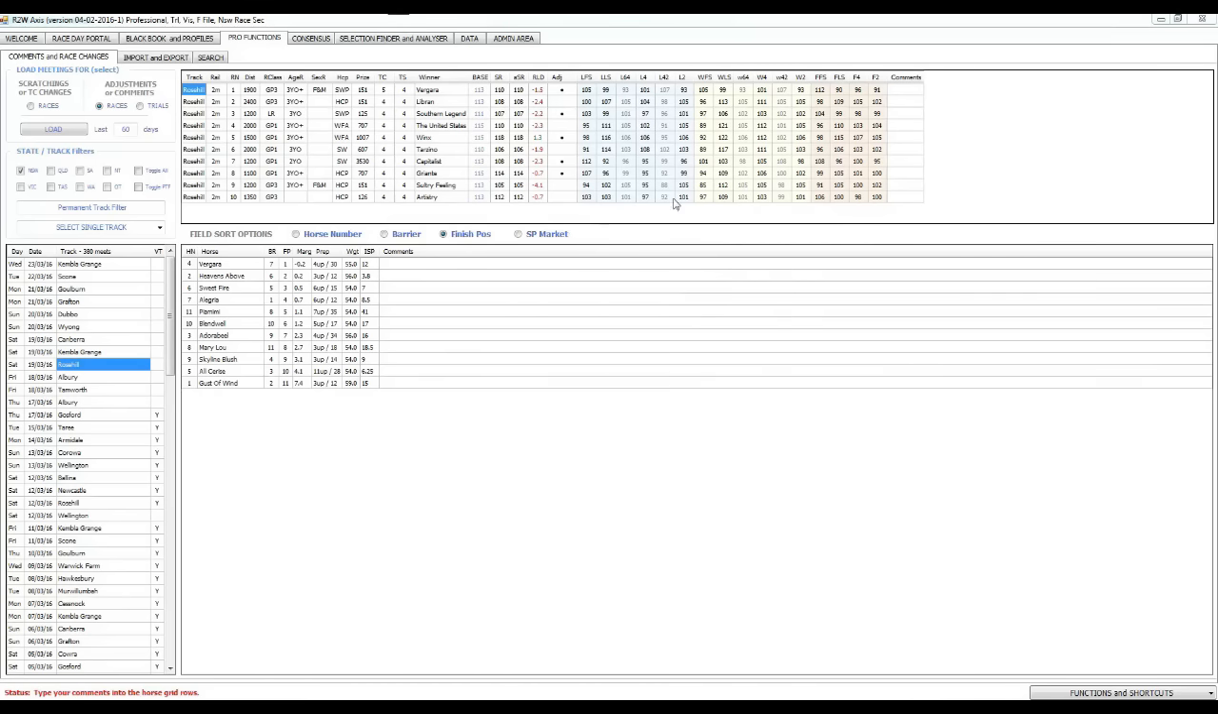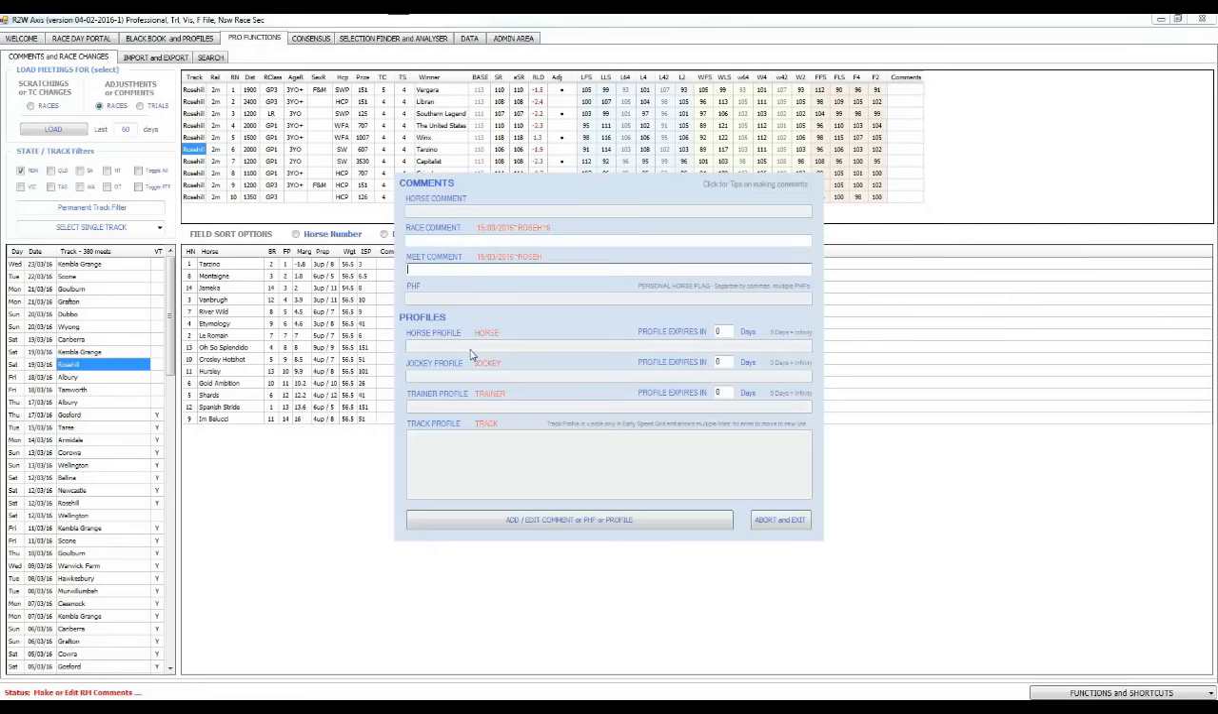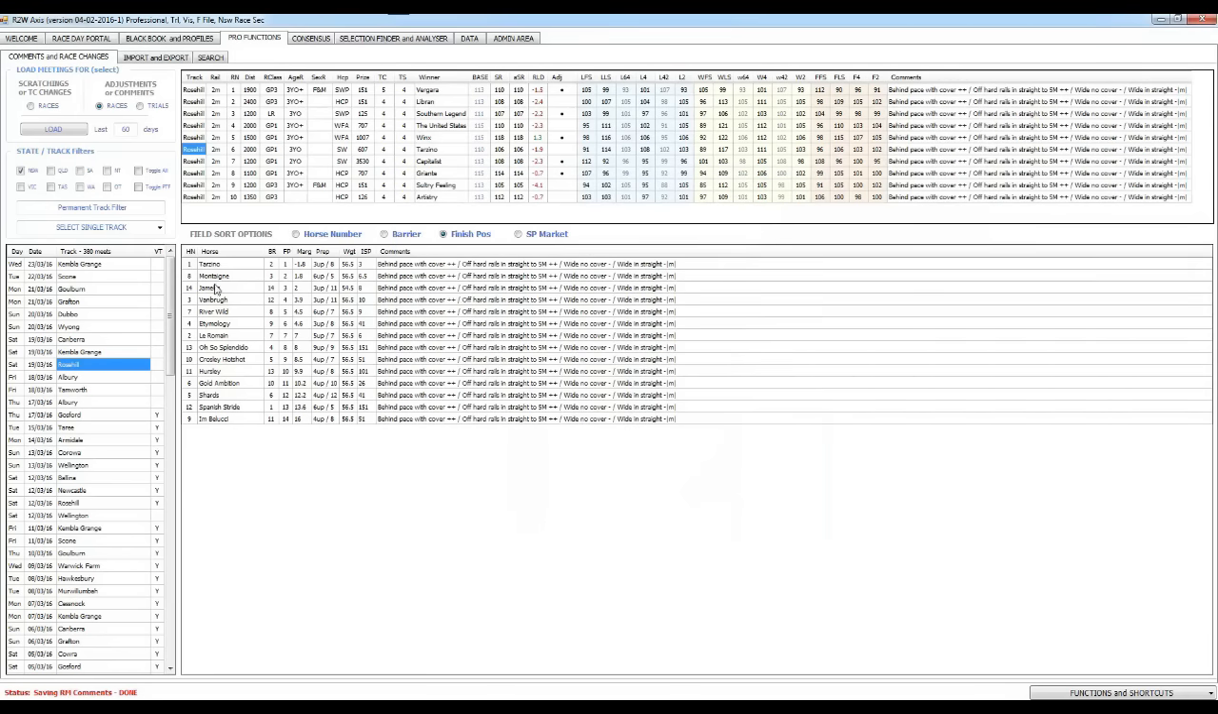And the beauty of this system is that I can then, oops, I don't want to do that. I want to set a meeting comment: behind pace with cover is a positive, off rails in the straight up to 5 metres positive, wide no cover negative, wide in straight negative. So I'd probably abbreviate that a little bit more if it was just for myself, but for the purpose of this we'll add that in, and now every horse in that meeting will have that forever next to their name.